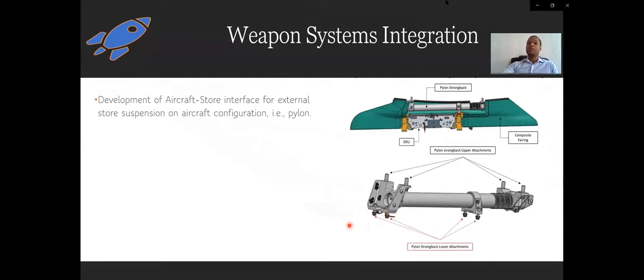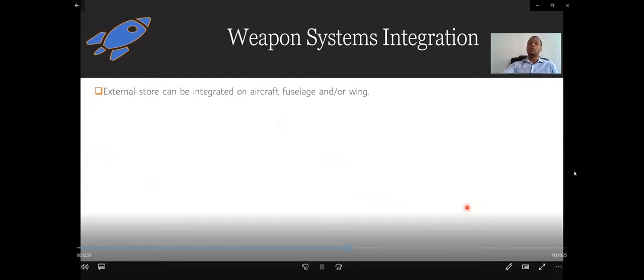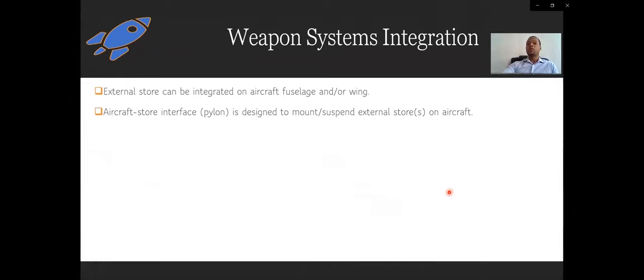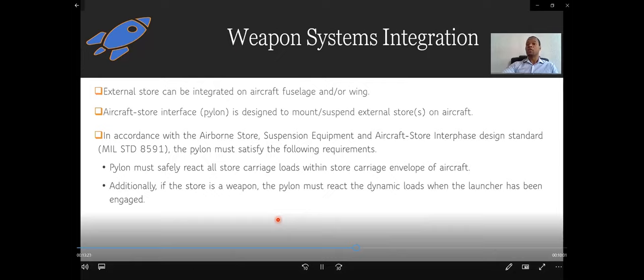It has also been the development of an aircraft store interface for external store suspension on aircraft configuration, which is a pylon, as also depicted. External store carriage can be integrated on an aircraft fuselage, on an aircraft wing, or on both. And as mentioned, an aircraft store interface, which is a pylon, is designed to mount external stores on an aircraft. Now, according to design standard, in the case of a pylon design, the pylon must be able to safely react all store carriage loads within the store carriage envelope of the aircraft.